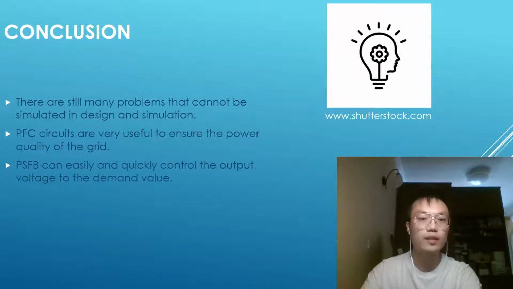Second, PFC circuits are very useful to ensure the power quality of the grid, and there are current control modes and voltage control modes, both of which are very useful and important. Third, PSFB can easily and quickly control the output voltage to the demand value. With the development of electric cars, such circuits will be more widely used.